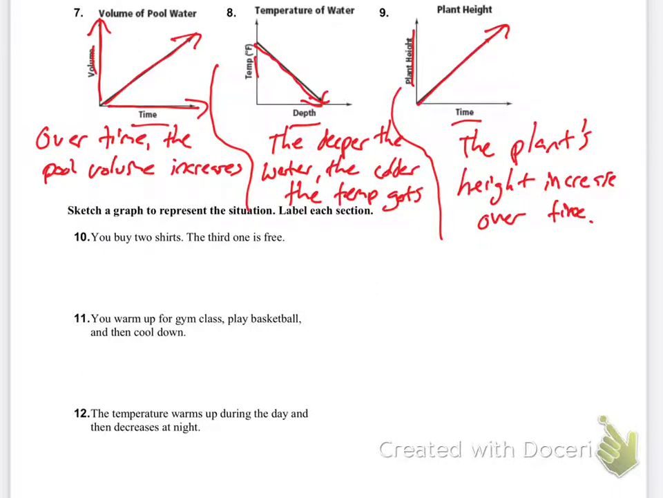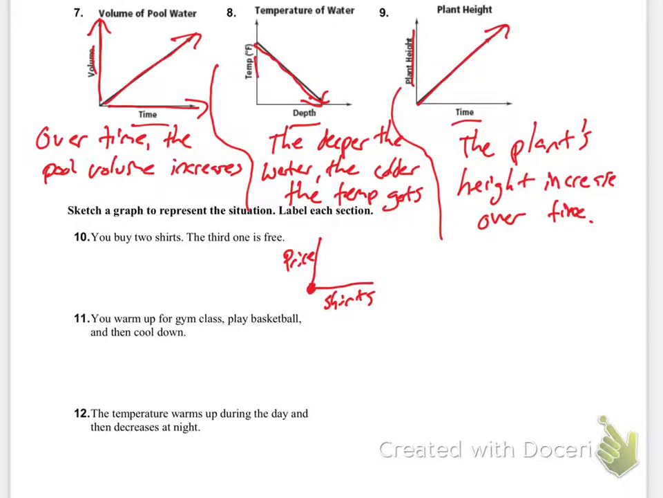All right, sketch a graph to represent the situation, label each section. So I'd have just a graph here, something like that. You buy 2 shirts, the third one is free. So here we'll do price, and then we'll do shirts, right? So if I buy a shirt, and then I buy a shirt at certain prices, oh, hold on, let me actually redo that. Let's do price over here, because I think it'll be easier. Price and shirts. So this is 0, right? 0 shirts and 0 price.